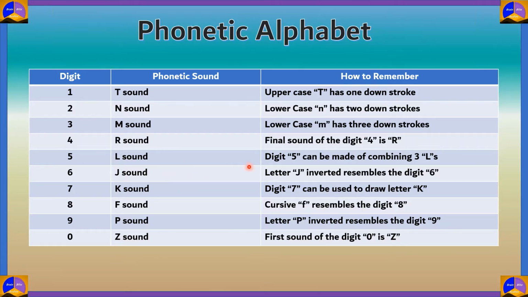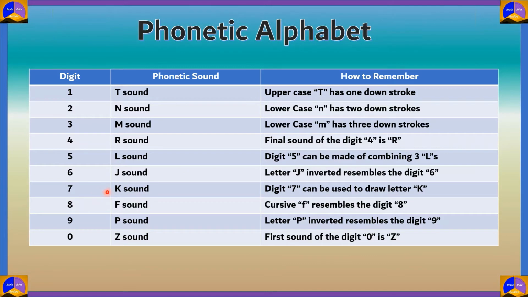So in order to remember that the J sound is associated with the number 6, you can think of the letter J when inverted resembles the digit 6. So when we write J, with some stretch of your imagination, you can think of it as the inverse of the digit 6. Now, what about the number 7?